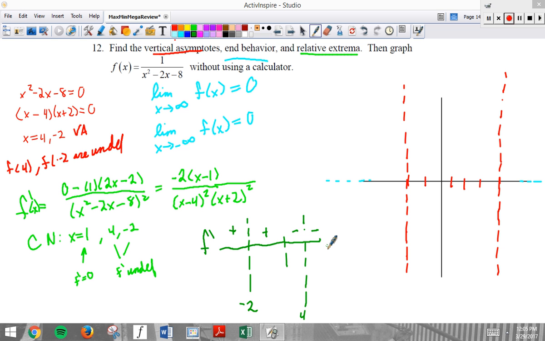Okay, so this should tell me what my graph must look like. Shouldn't it? Okay, so if I'm increasing and I have to approach this asymptote at the end, and I'm always increasing up until this asymptote, I can't possibly start here. Why?